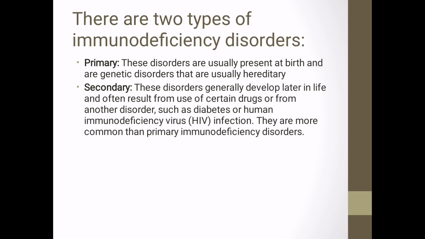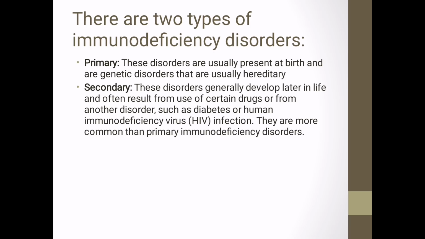There are two types of immunodeficiency disorders: either primary immunodeficiency or secondary immunodeficiency. The primary immunodeficiency usually presents at birth and it is due to genetic disorders that are usually hereditary. So primary immunodeficiency is a genetic disorder, okay, and usually present at birth. Sometimes it may occur in later life, but usually it occurs at birth and it is due to genetic disorders.